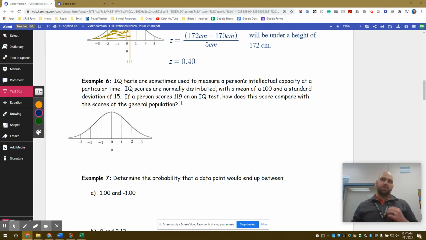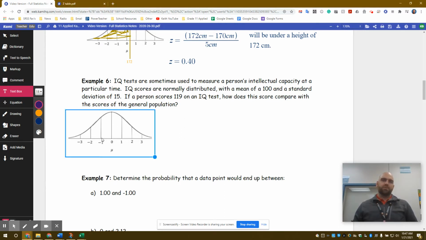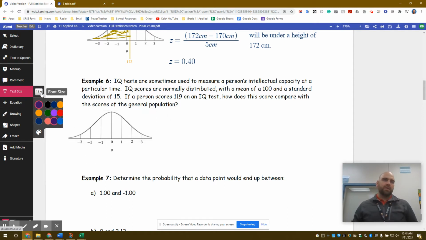In this case, we're given a data point, a mean, and a standard deviation, which means that we need to solve for the Z-score for this population. If we know that, let's quickly get a couple of numbers in here.